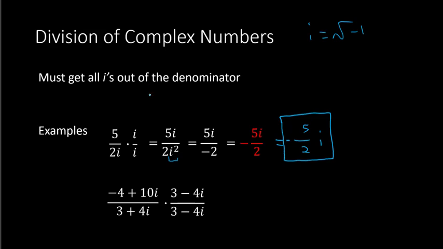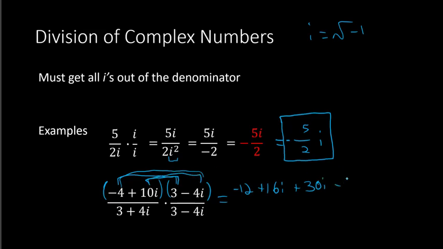All right, so we do that on the top and the bottom, and we have to FOIL in both situations. So here in the numerator, the first terms would give you negative 12, and then the outer would give you positive 16i. And then we can multiply the inner terms, 10i times 3, that gives you 30i. And then the last, 10i times negative 4i, that gives you negative 40i squared. And then we can simplify that in a moment.